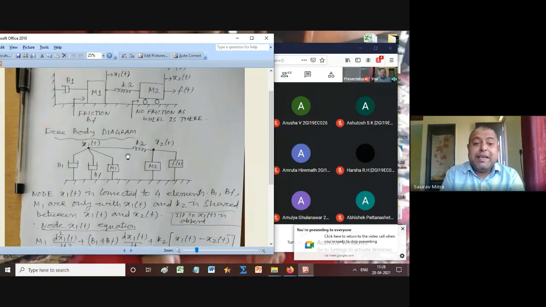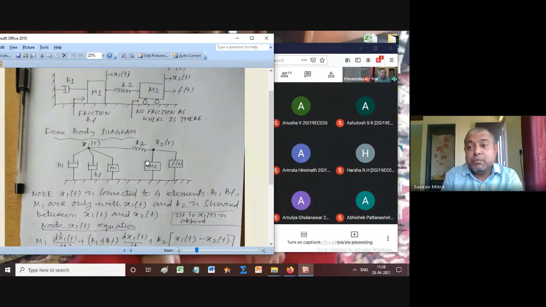Now you can see K2 is a component which is having displacement on both sides. So here is a new thing that you are learning. K2 is having right side x2 and left side x1. Whenever you are writing the loop equation for x1, at that time you have to write k2 into (x1 minus x2). Whenever you are writing the node equation for x2, at that time you have to write k2 into (x2 minus x1).